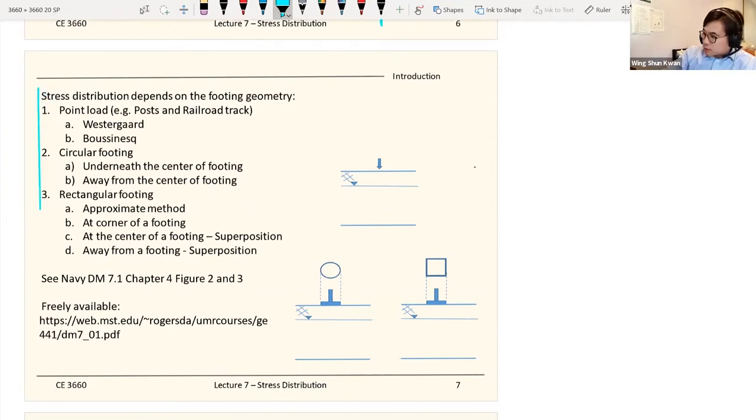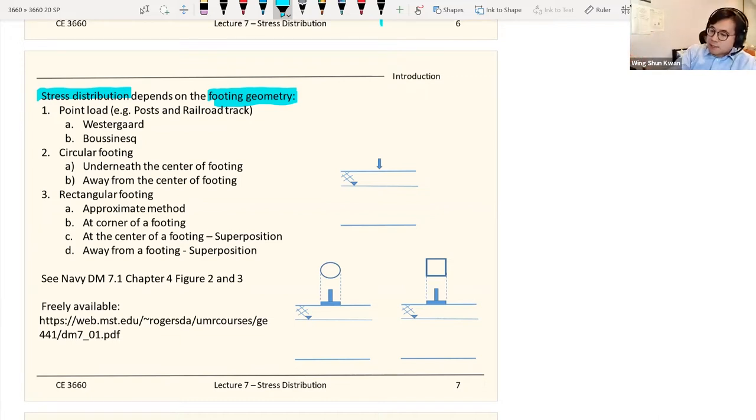What we're studying now is the stress distribution based on the above ground loading, and it highly depends on one factor, the footing geometry. The typical answer in geotechnical engineering is it depends. Here, one important factor it depends on is the footing, meaning the foundation geometry. And for this geotech 101, we simplify it to only three cases.